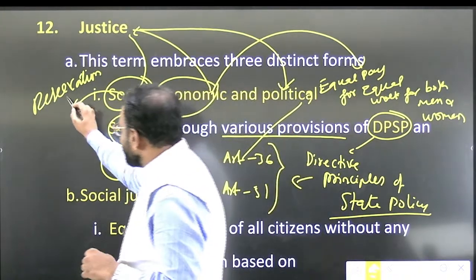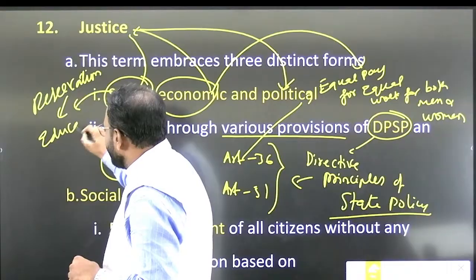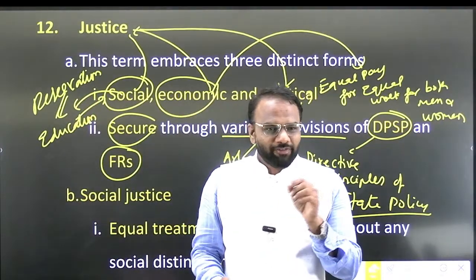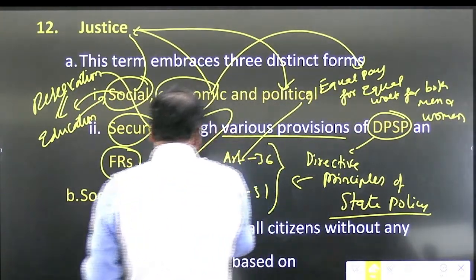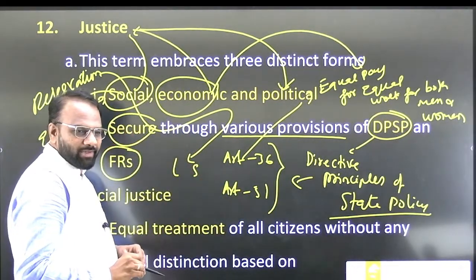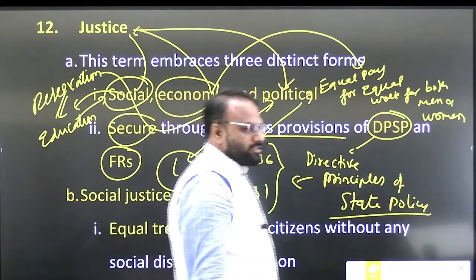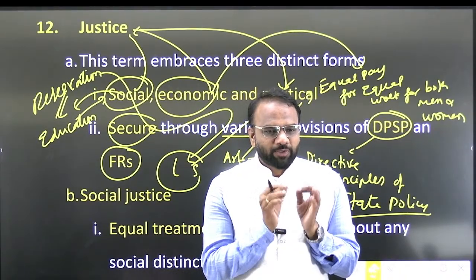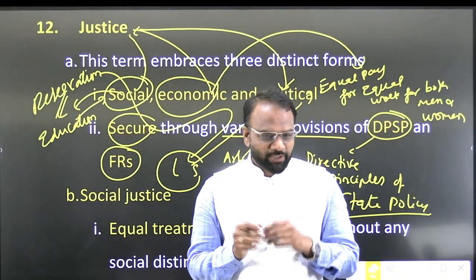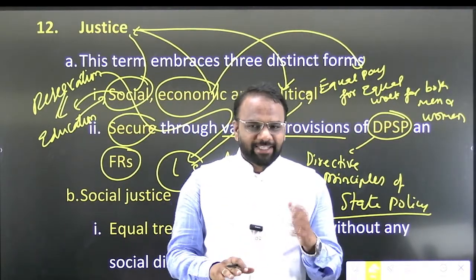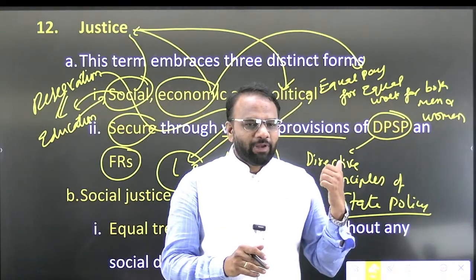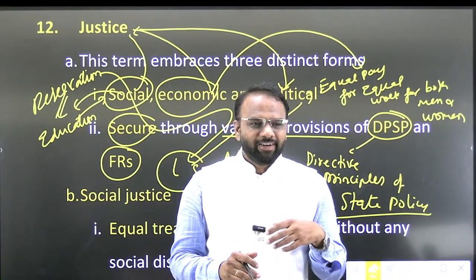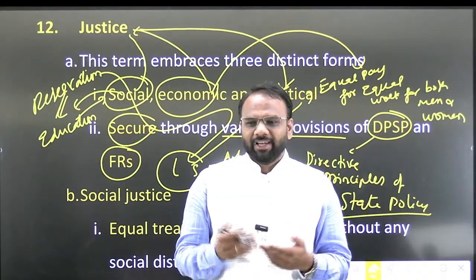So the same reservation, for example in education, is an example of social justice. Reservation to become a member of Lok Sabha is an example of what? Political justice. To begin with, at least we need to have an understanding with the help of an example. Example of social justice: reservation in education. Example of economic justice: equal pay for equal work for both men and women. Example of political justice: reservation for scheduled caste or scheduled tribe in Lok Sabha and Panchayat Raj.